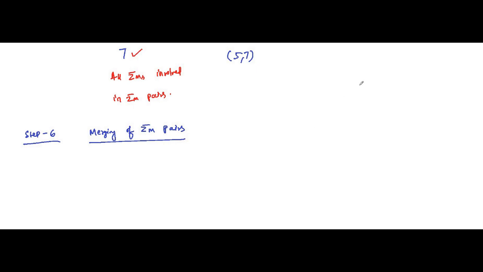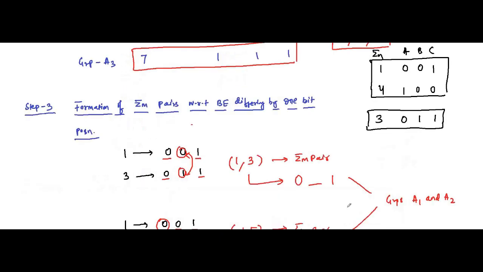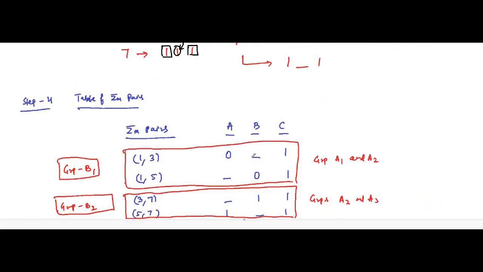When we are forming minterm pairs, we were seeing whether two particular minterms, their binary equivalents, are differing in 1 bit position or not. That we are interested in. In merging of minterm pairs, what we are looking for is the binary equivalents of these minterm pairs here.